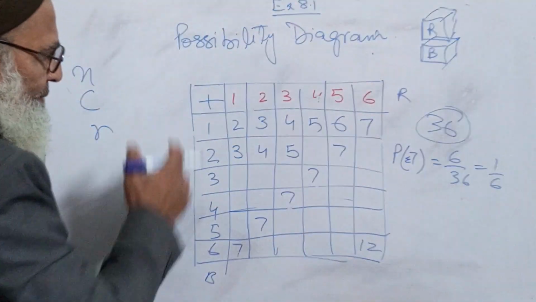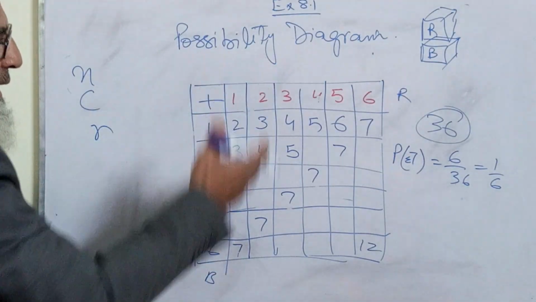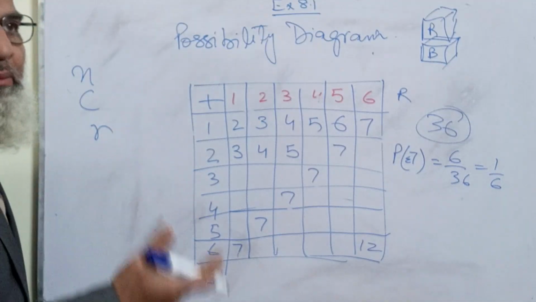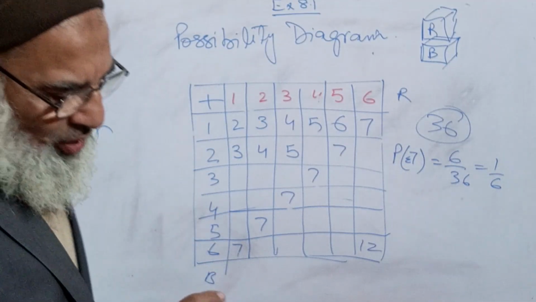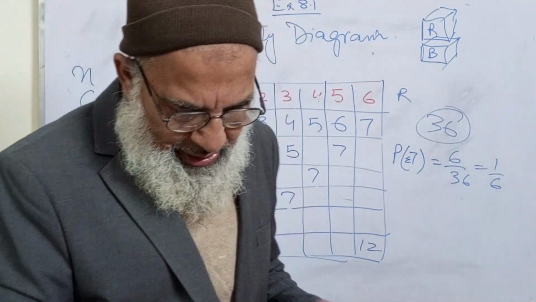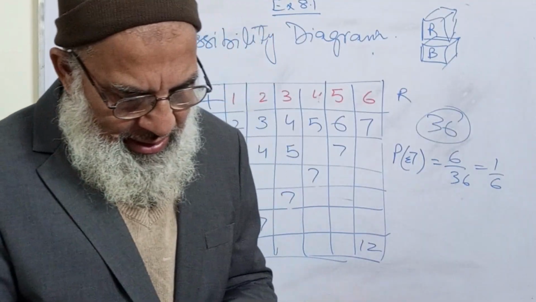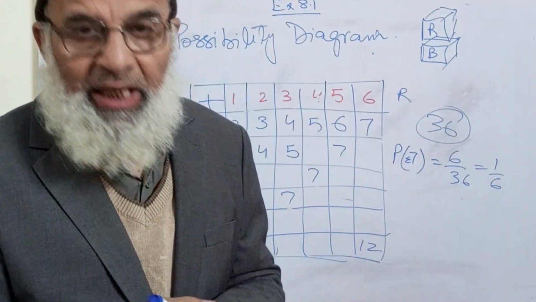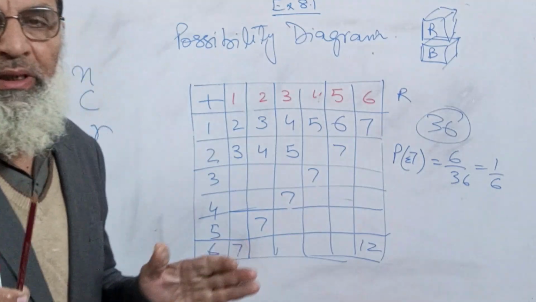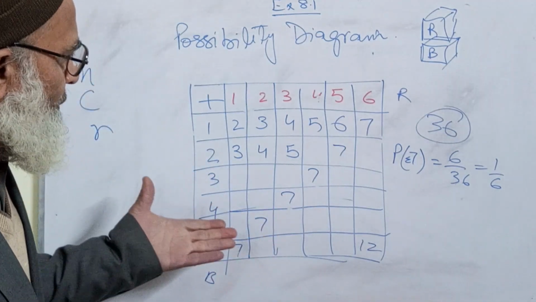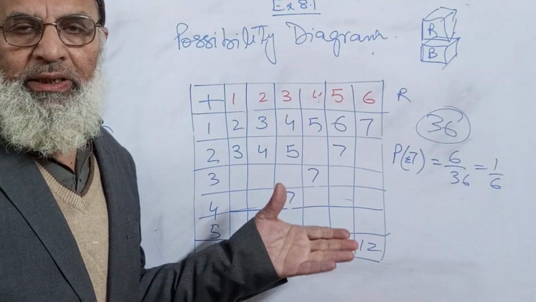So this is the example. You can take any number: less than 5, even number, odd number, prime number. You can take all of these. So my dear students, I leave this example for you to study and to do in your notebooks, so you will understand it more easily.